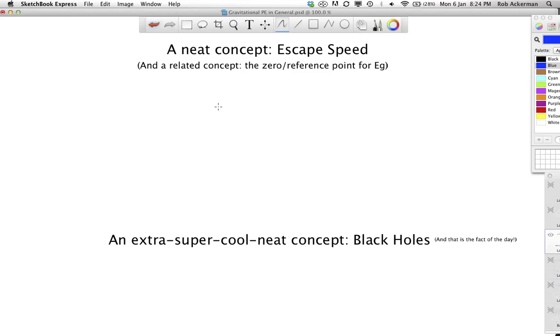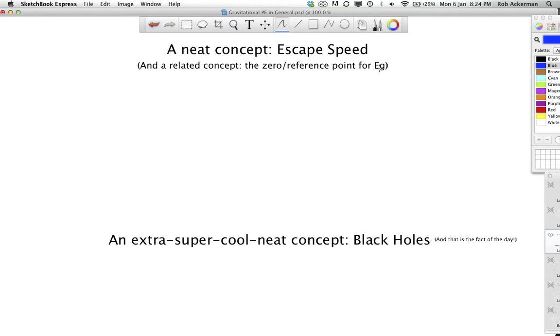So here's a concept for you, which I think you'll find interesting. It's the concept called escape speed. And what do we mean when we talk about escape speed? We mean that we're actually going to try to escape from the gravitational clutches of a planet or a moon or whatever, let's say Earth. We're also going to learn about a related concept, which is the zero or reference point for Eg.